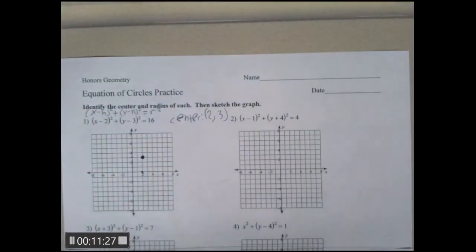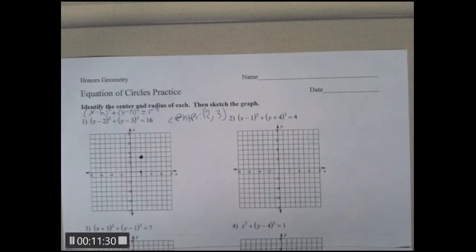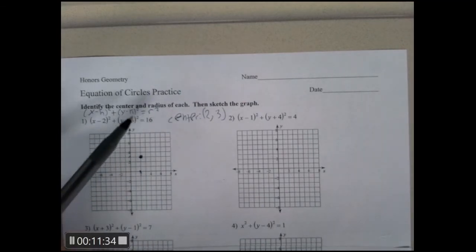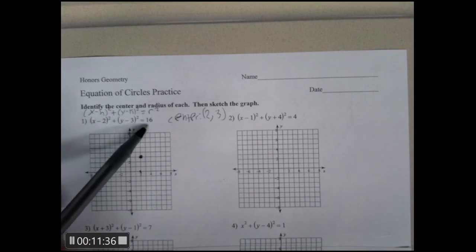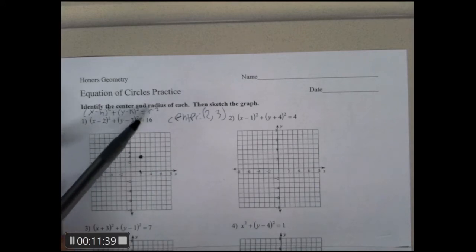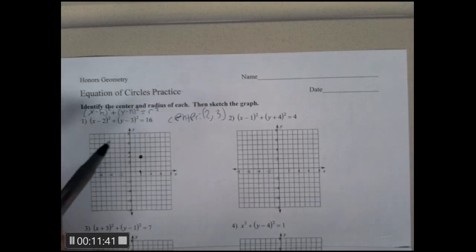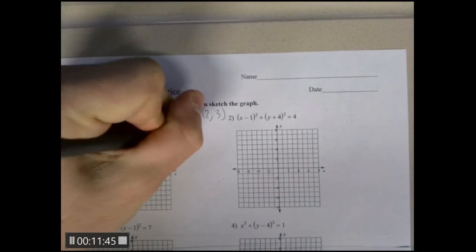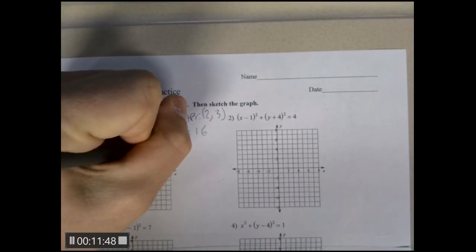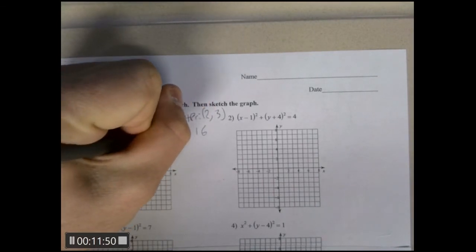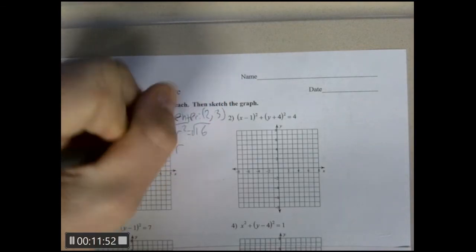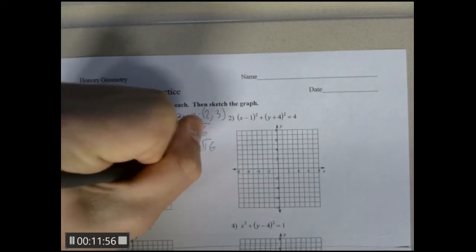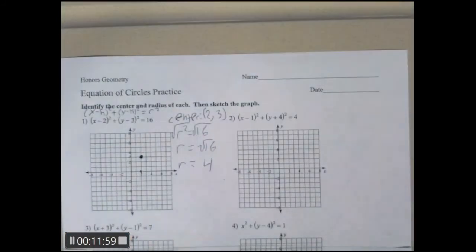Then I'm going to look at the other side of my equation. In my standard form, I have r squared. Okay? And I can see that r squared is 16. So that means r is going to be the square root of 16. Square root both sides. So my radius is going to be 4.